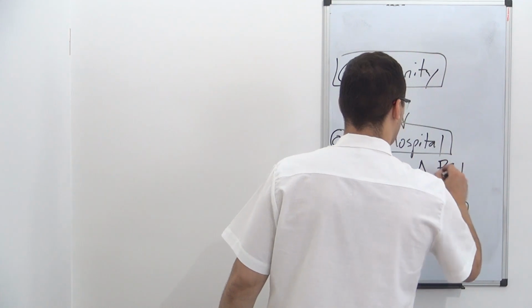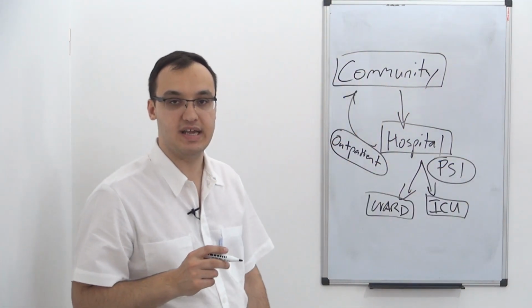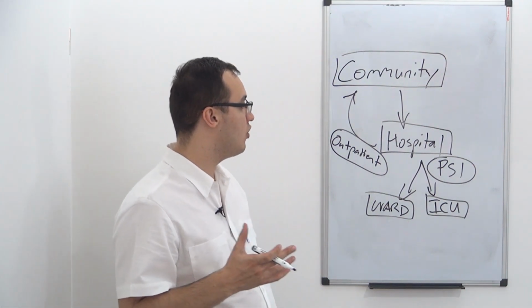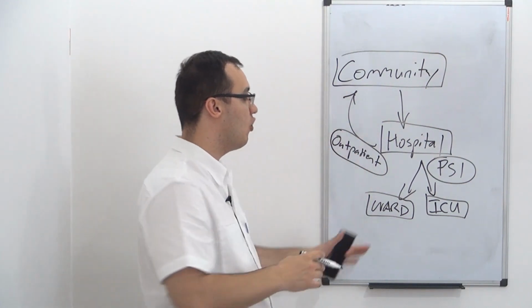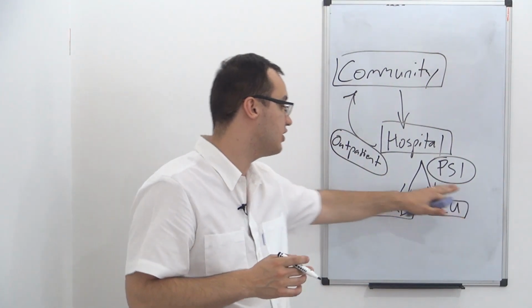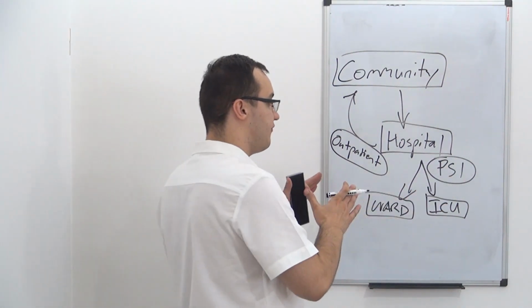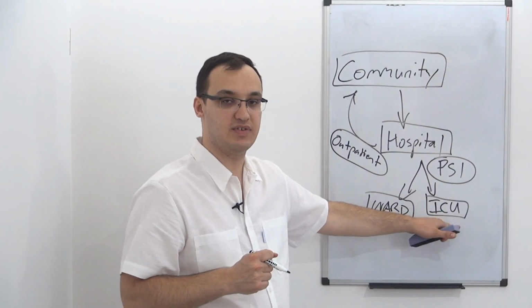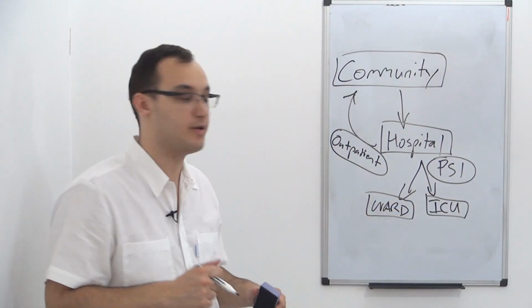I decide with a scoring system called PSI, the Pneumonia Severity Index. And this score then will tell me either that I can send the patient home and treat them at home, or I can treat the patient in the hospital. And then I have to decide whether it's very severe, then I send the patient into ICU, so intensive care unit, or if it's not so severe, then I treat the patient in the ward.